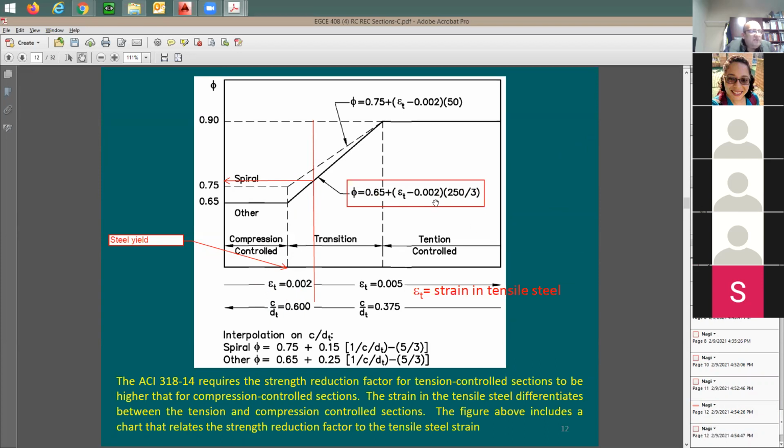This equation is just for interpolation between these two values. This is what the code says. In this equation, this is the y component, the phi factor, and this is the x component. The other terms here are just constants. Any questions on the use of this graph?